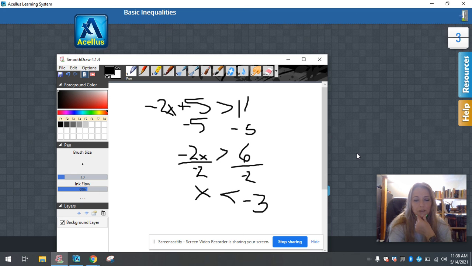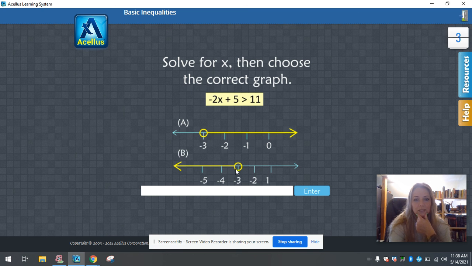And we'll find the graph that matches this. X is less than negative 3. That is graph B.